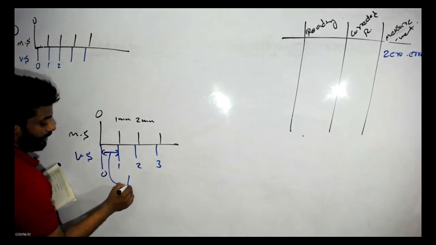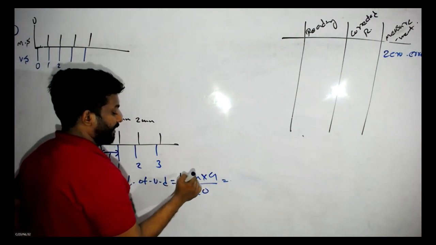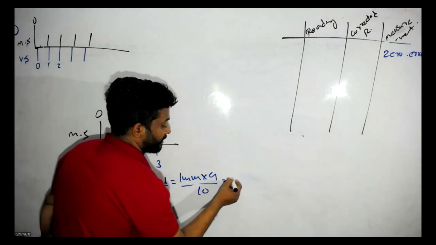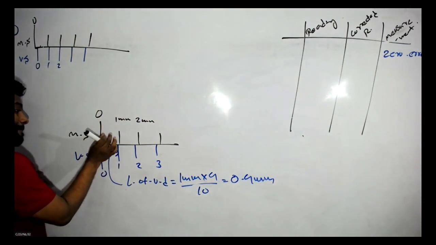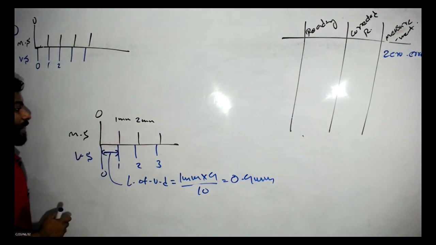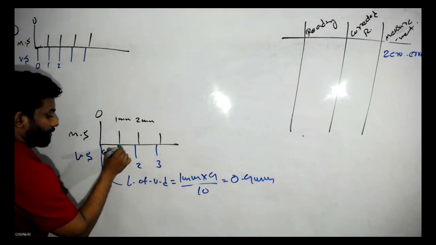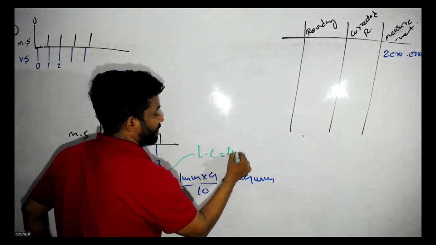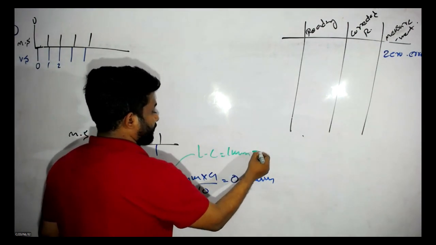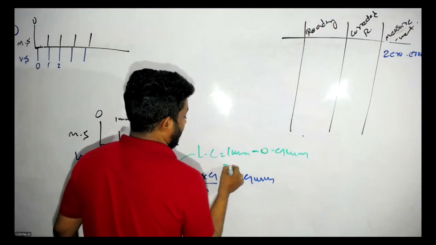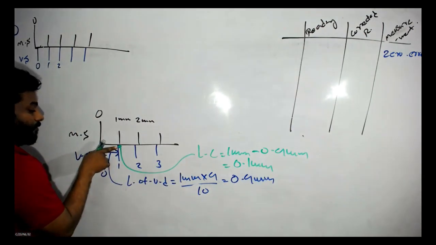Length of a vernier division is equal to 9 millimeters divided into 10, then 0.9 millimeter. Now you know the length of the vernier division. The length of a main scale division is 1 millimeter. Then you can find the least count. Least count is the difference between the length of a main scale division, 1 millimeter, and the length of a vernier division, 0.9 millimeter. That is, the least count of the scale is 0.1 millimeter. This first gap is 0.1 millimeter.